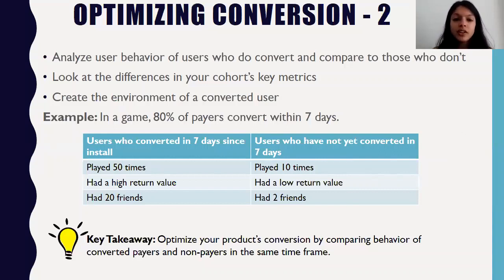The users who did convert played 50 times in 7 days, whereas those who didn't only played 10 times. Users who converted had a higher return value in the game for them, whereas users who didn't have a high return value. Users who converted had 20 friends, while the ones who didn't had only 2 friends. So from this type of data, we can create some hypotheses.